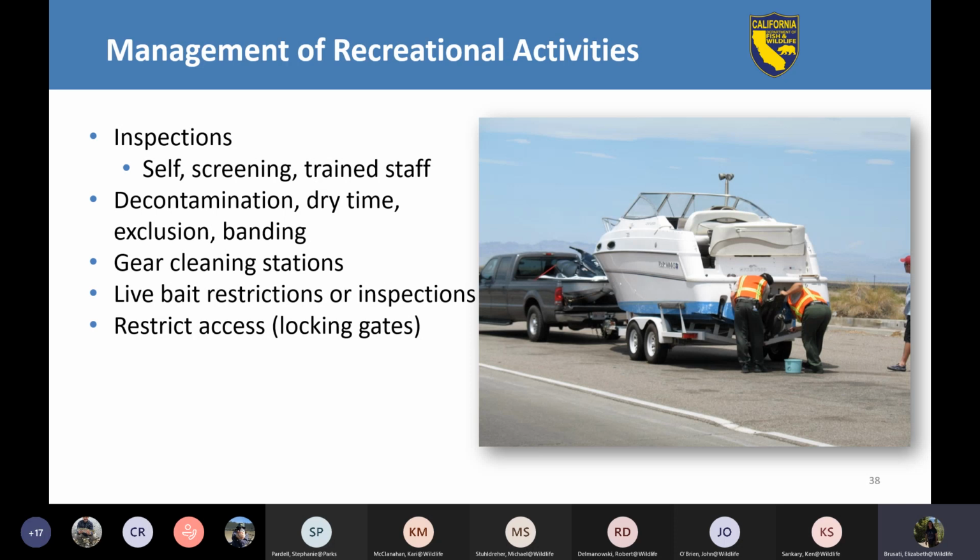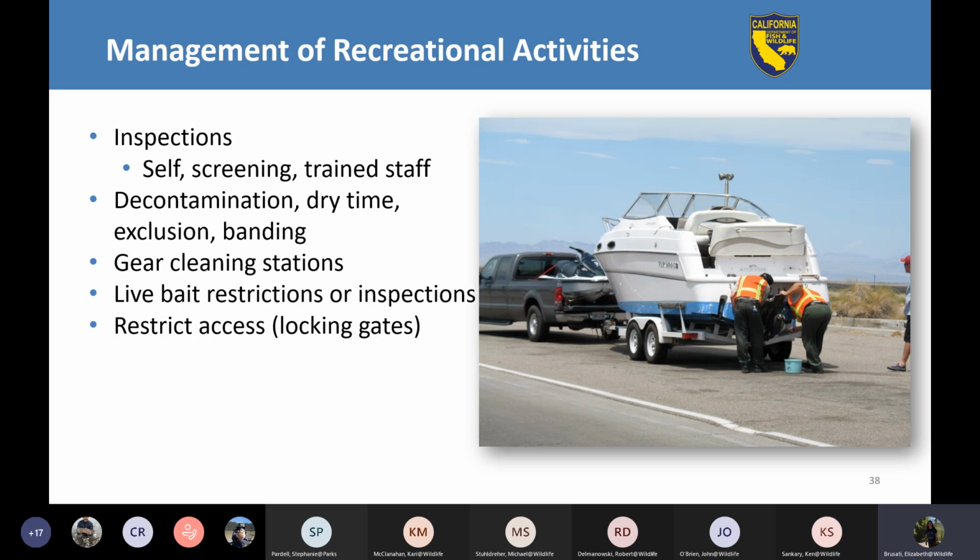And the next section of a prevention plan, and the final requirement in the plan, is to describe management of recreational activities. And again, you want to consider all the different pathways that could bring mussels into your reservoir and describe what you're already doing to manage them, plus any additional actions you might consider taking.